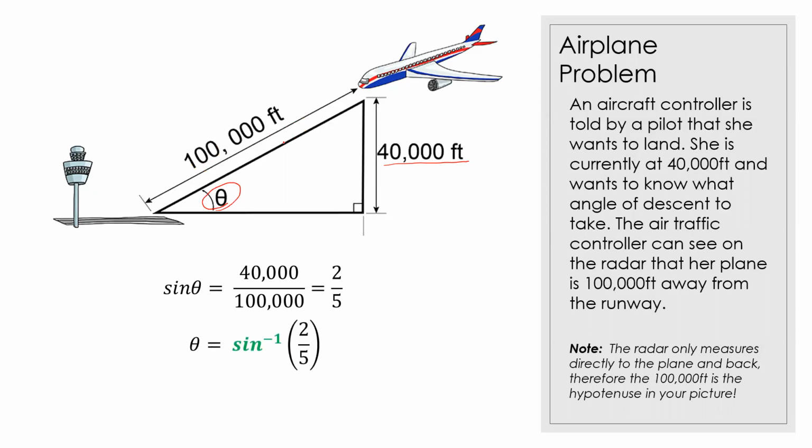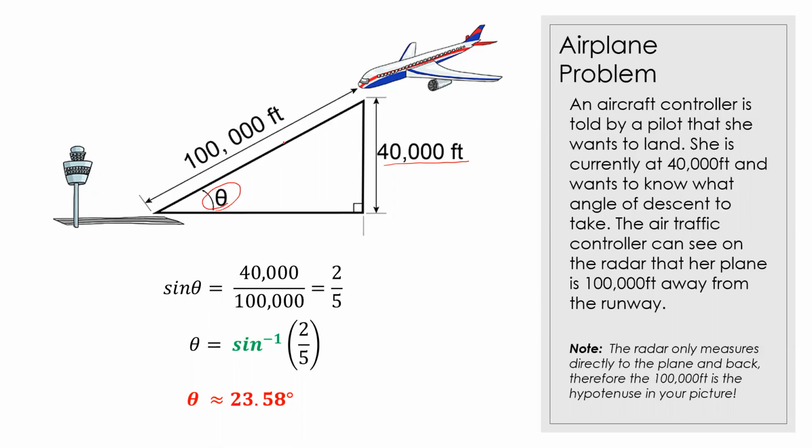Then to solve for theta, we undo sine, just like how inverse tangent undoes tangent, inverse sine will undo sine. Punch that into your calculator, and you would get approximately 23.58 degrees. Another very straightforward one. It's a matter of understanding the problem, drawing a picture, and thinking about the concept and which trig functions you're going to use.